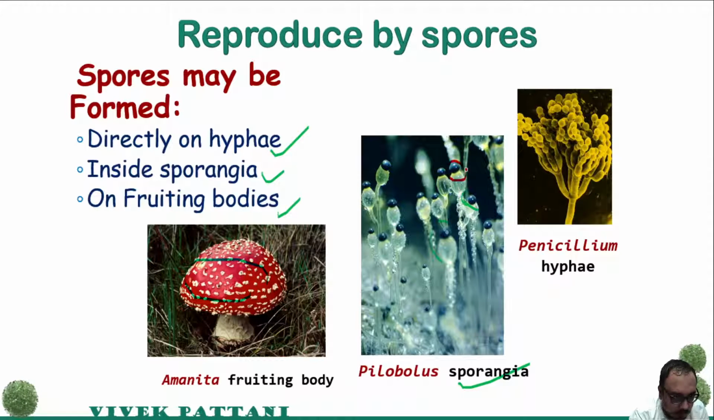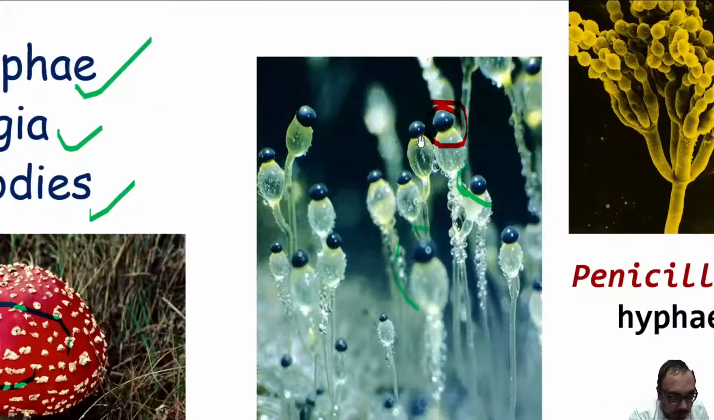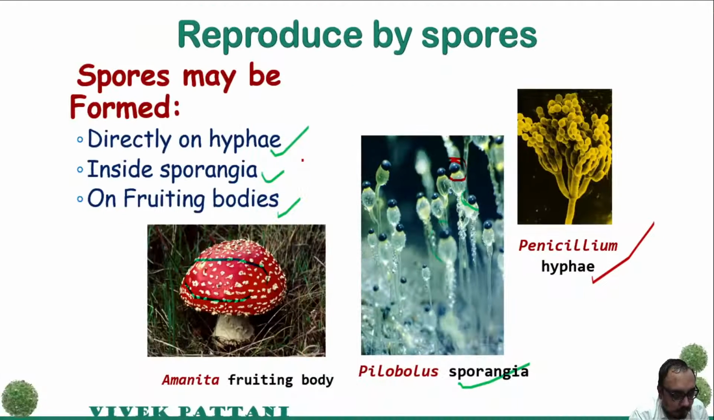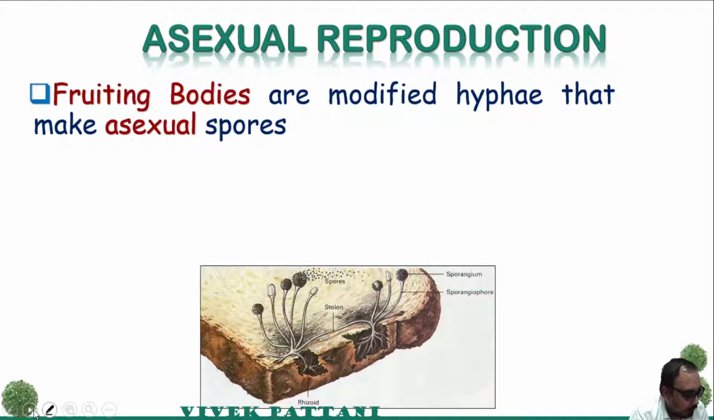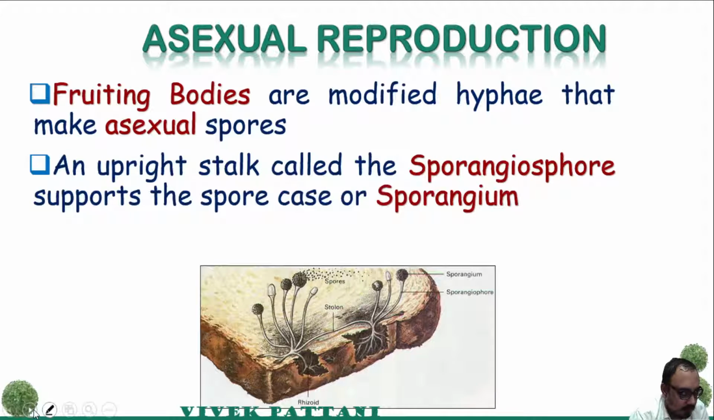I hope it is visible to you. And at the tip of the hyphae, now you can see more clearly, these are basically the sporangia. So three different fungi, three different mechanisms: Amanita, Phyllobolus, and Penicillium, okay. Now moving forward with asexual, some more of the basics.